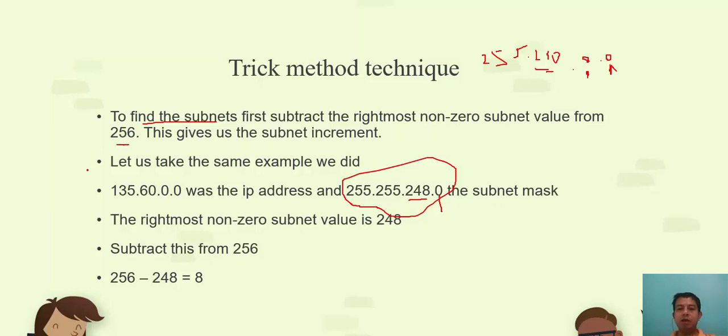Okay, so let us take the same example as the first one, 130.60.0.0. This example we have taken and we'll be doing the same example using this shortcut method. Remember how many subnets we were required to create? We were required to create 30 subnets. That means 5 bits we have stolen, and by stealing those 5 bits we arrived at this particular subnet mask, 255.248.0. So the rightmost non-zero value is 248. According to this trick, we subtract this number from 256. So 256 minus 248, the value is 8.